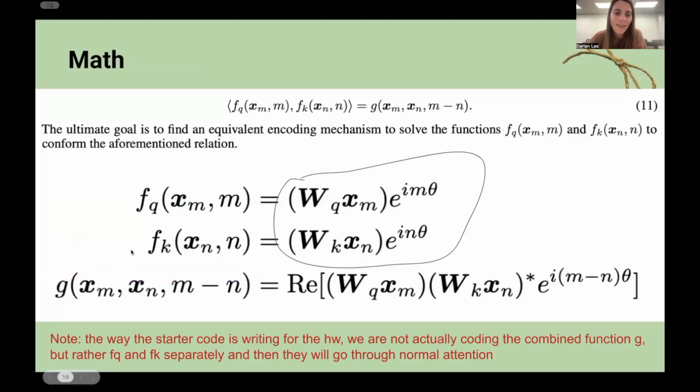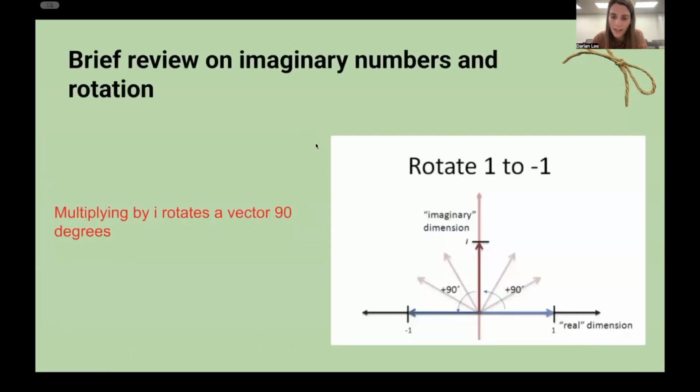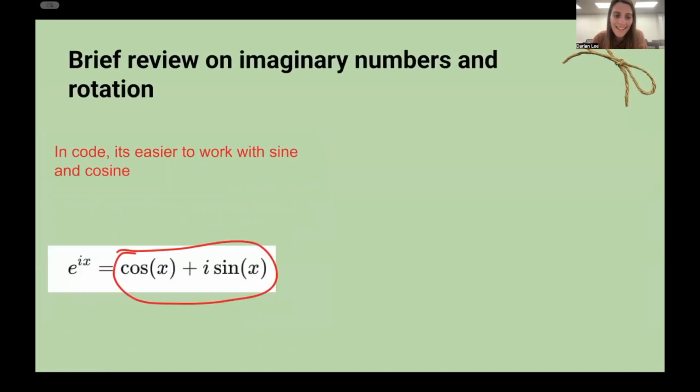Clear all drawings. Okay, so the reason I went over all that is because I wanted to show why we're working with this e to the i m theta. So you can think of this as rotating with respect to this m theta, which is going to be the sequence index multiplied by this angle, which is going to be defined as a factor of the dimensionality. And it turns out that this identity is going to be really useful because this is going to be a lot easier to work with in code.